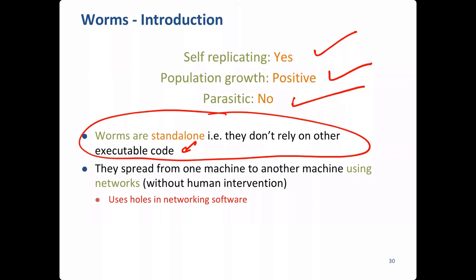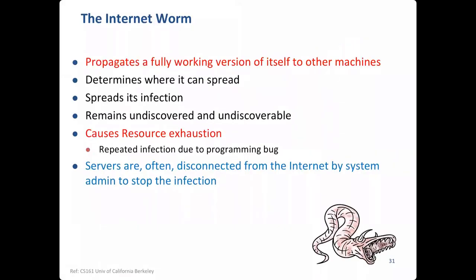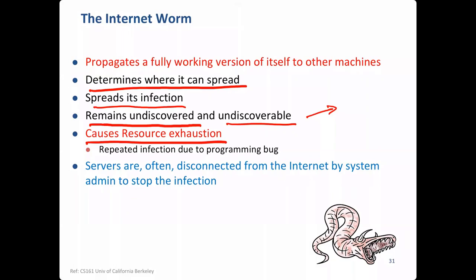Okay, so it uses holes in networking software. Holes means vulnerabilities in networking software. So now it's more intelligent than the virus. It determines where it can spread, such that it can spread its infection. It remains undiscovered and undiscoverable. So it will use the same evasion strategies so that it can camouflage itself. Okay, it causes resource exhaustion, right? It will be very heavy on, say, a server, for example, because of repeated infection.